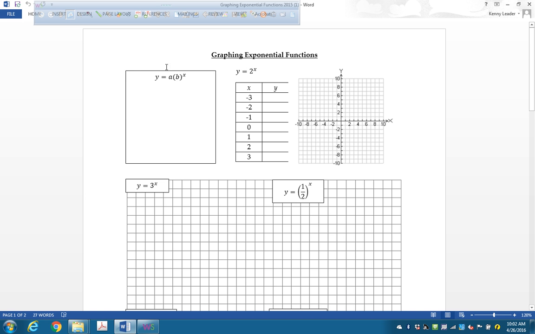Just a continuation of the last section, and this is called graphing exponential functions.